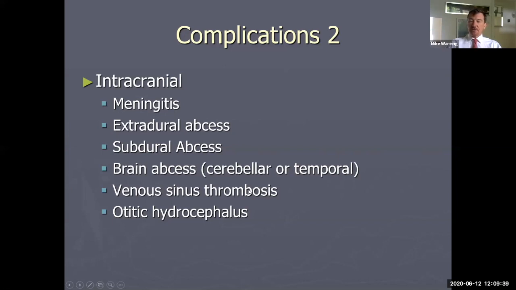Venous sinus thrombosis is when cholesteatoma has usually irritated, there's an abscess within the temporal bone itself, and you get thrombosis of the venous sinus. This may lead to the condition of otitic hydrocephalus, where the pressure may rise within the brain. Venous sinus thrombosis, if there's actually an abscess within the venous sinus, you probably do need to drain that and open it. And then treatment with blood thinning medication is required for a period of time.